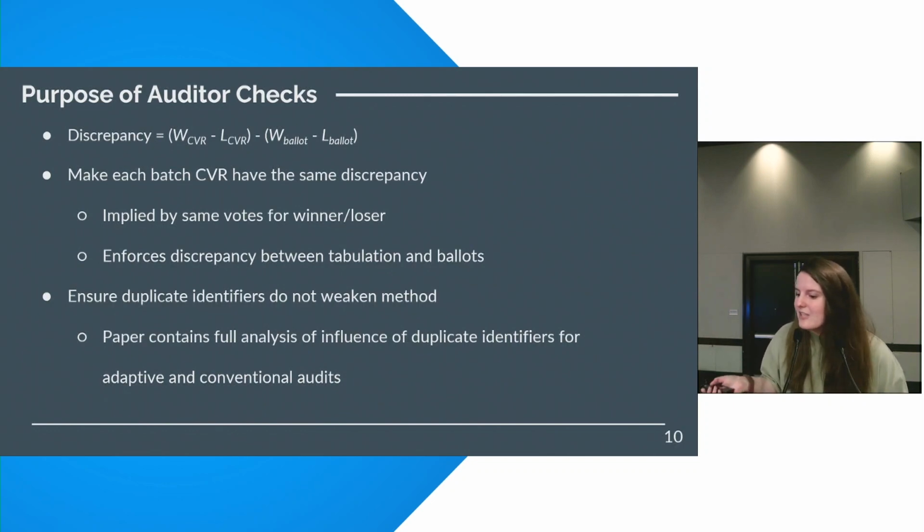It shows a vote for the loser, the ballot shows a vote for a loser. A discrepancy of -2 could mean that the CVR shows a vote for the loser, but the ballot shows a vote for the winner. And there's other cases of 2, -1, 1, etc.